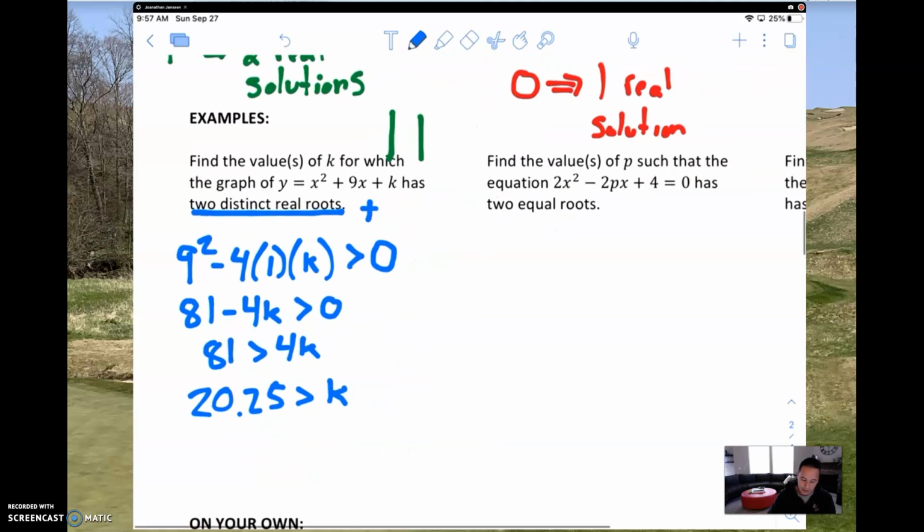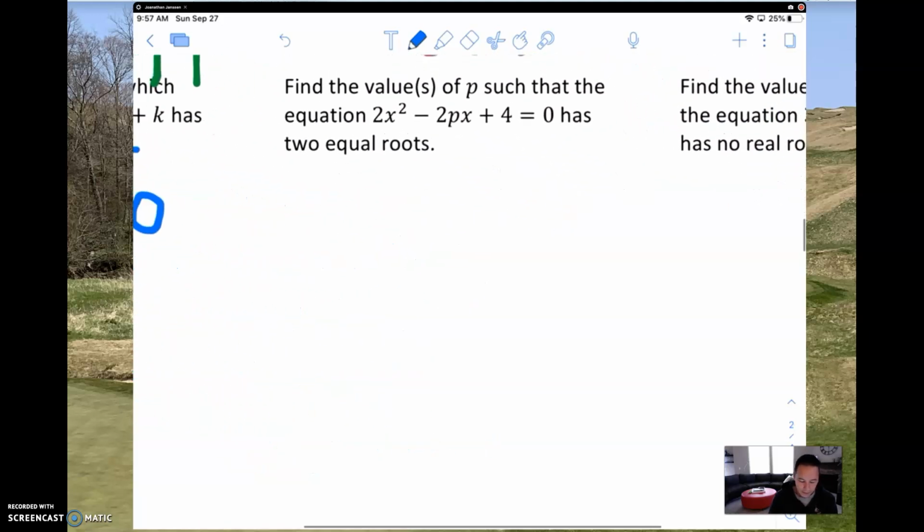Let's go ahead and do the next one. Find the value of p such that this equation has two equal roots. So this is another way that they might phrase it. Maybe they phrase it a little differently than we're used to, but if you have two equal roots, that's the same as saying two repeated roots. So if you have two repeated roots, we know that the discriminant is equal to 0.